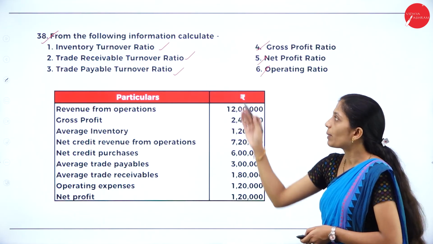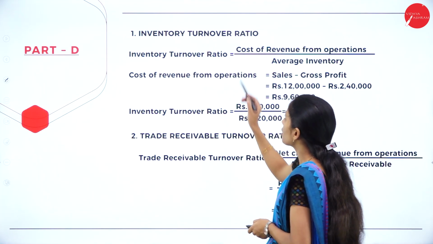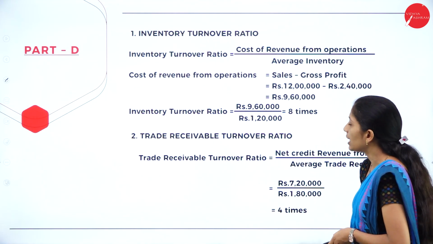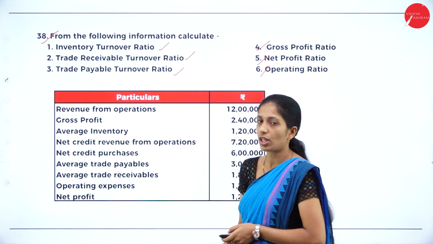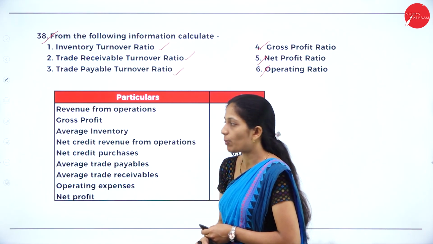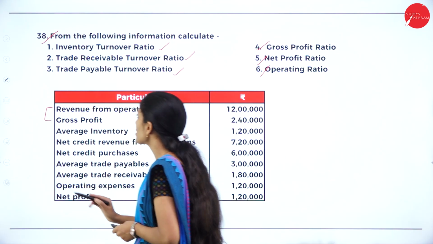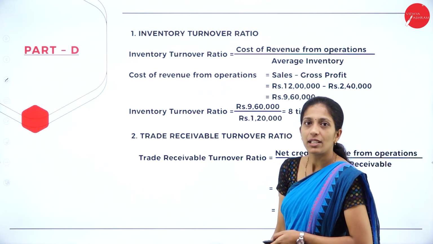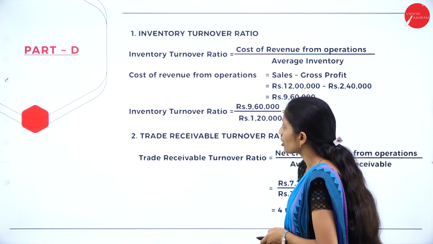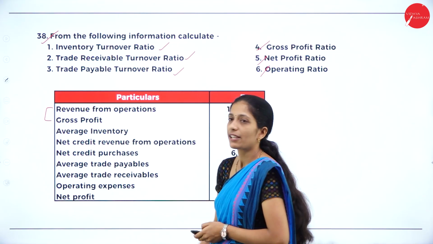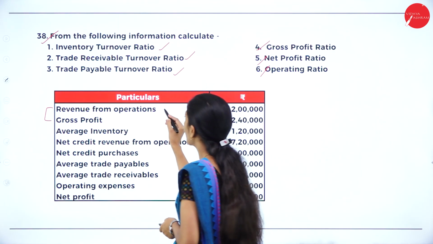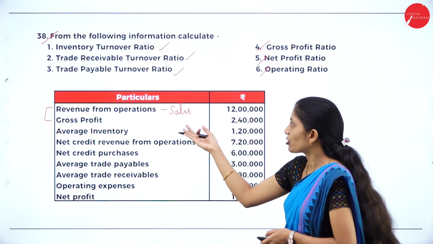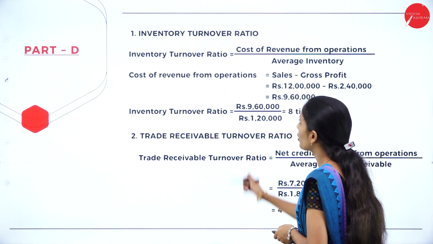Okay. Now what is the formula for inventory turnover ratio? Inventory turnover ratio is equal to cost of revenue from operation divided by average inventory. Now whether they have given cost of revenue from operation? No. How to find out cost of revenue from operation? Revenue from operation minus gross profit. Revenue from operation is nothing but sales. Sales minus gross profit, you'll get cost of revenue from operation.